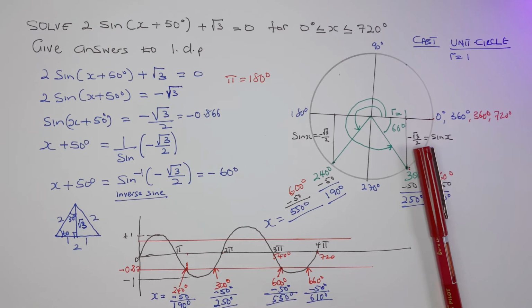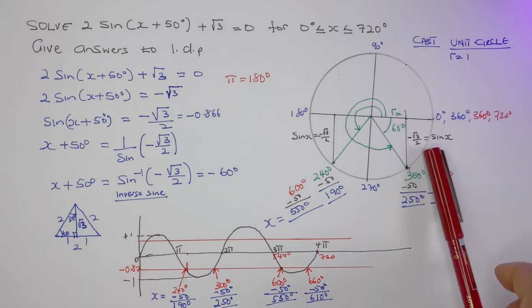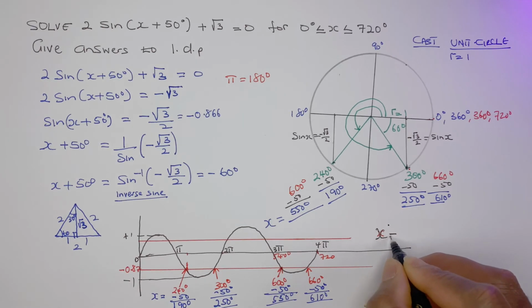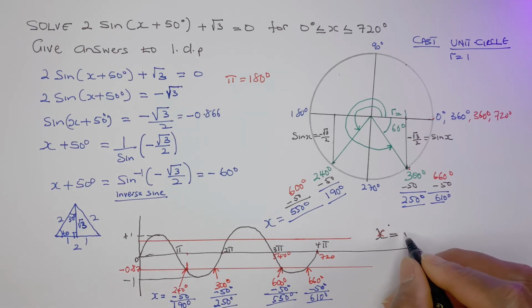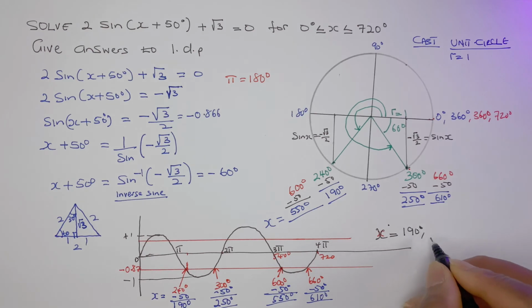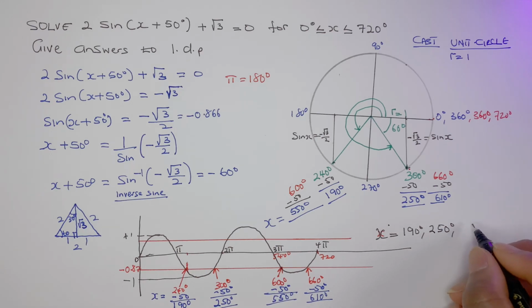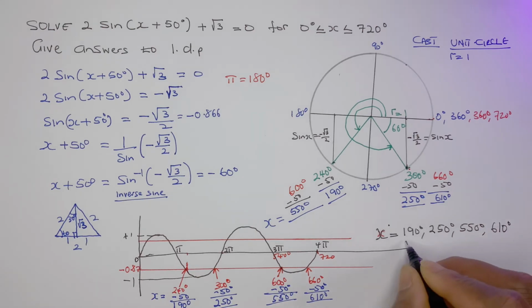So you can see the x values now. Those are the x values we need. The x values are, let's use a proper pen, x equals 190 degrees, 220 degrees, 250 degrees, 550 degrees, and 610 degrees.